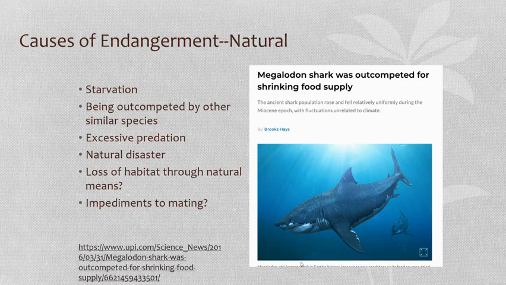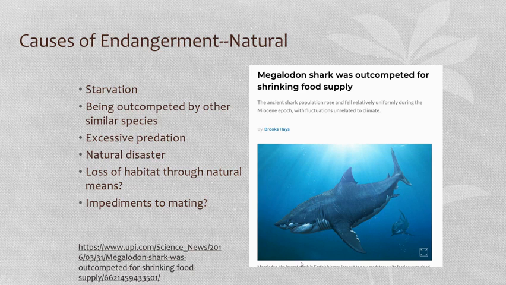So species can starve, right? They can be outcompeted by other species. They could be preyed on excessively by other species. They could be killed through natural disasters. And maybe you're thinking of the dinosaurs, right? The meteor that hit the Earth caused dinosaurs to go extinct, but that was considered a natural disaster.